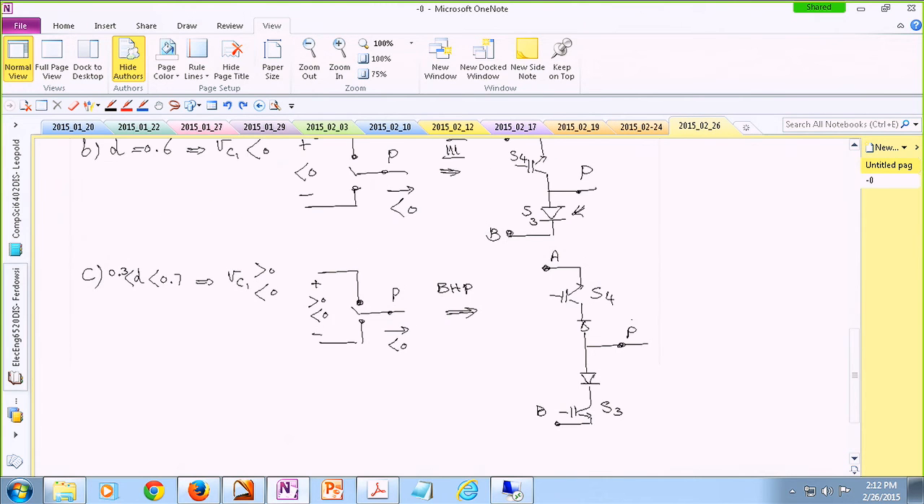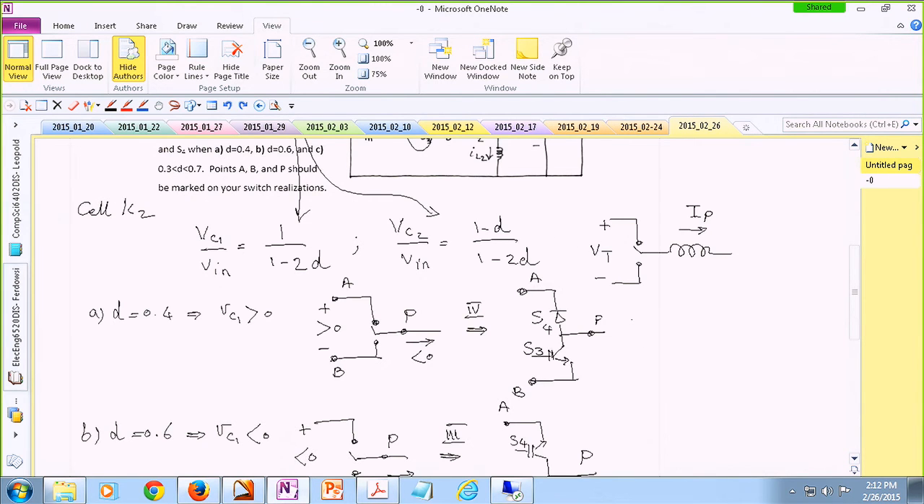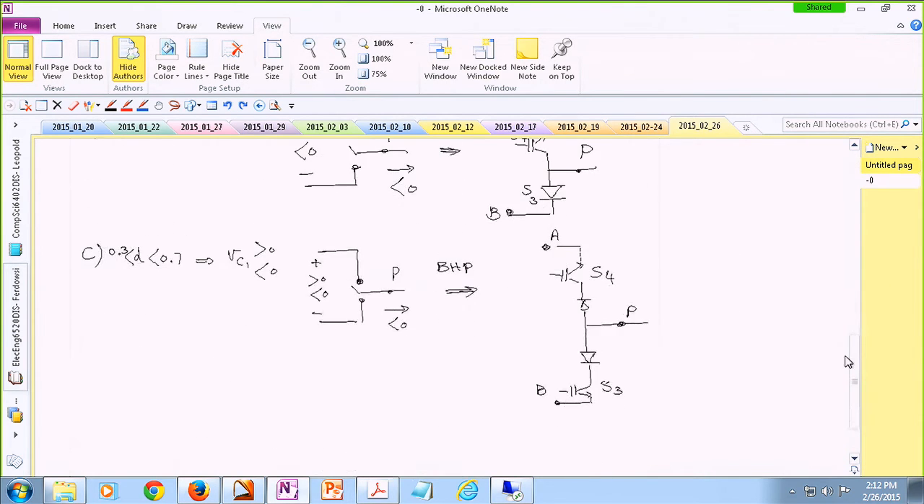Okay, any other questions? Yes? In case 3, if we replace the S4 with the diode downstream to it, does this make any difference? Oh, you are telling that we don't really need switch S4, we only need a diode.